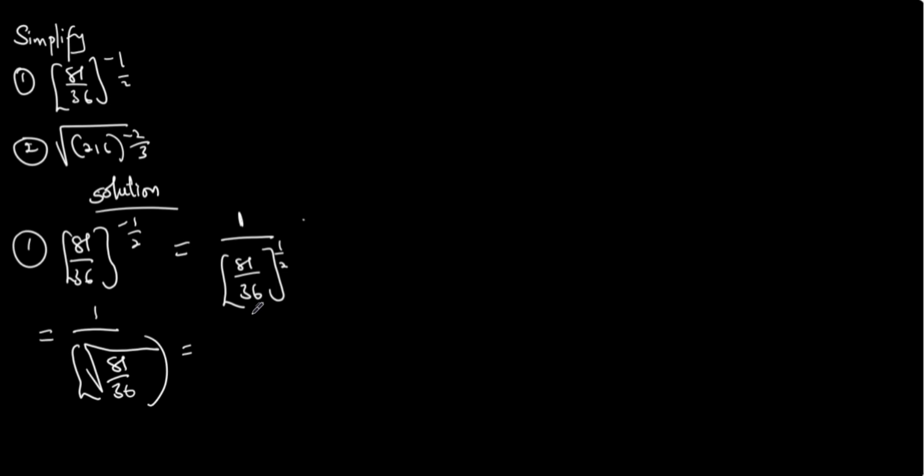So the answer is equal to 1 over the square root of 81, which is 9. The square root of 36 is 6. So that our final answer, the reciprocal, will be 6 over 9.